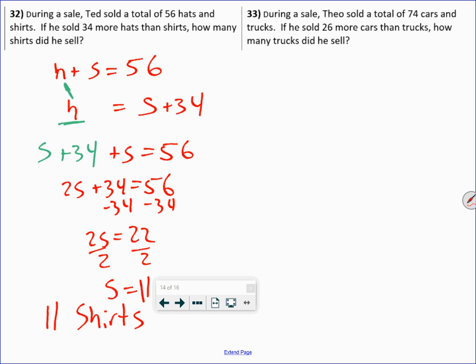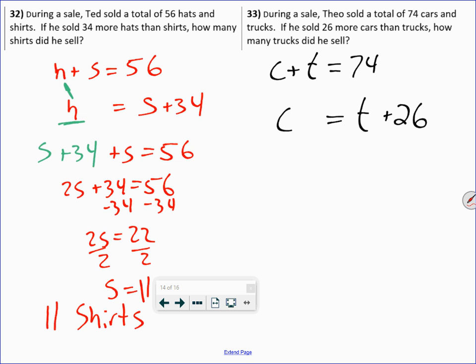All right, number 33. During a sale, Poe sold a total of 74 cars and trucks. So C plus T equals 74. I'm going to fix my T here so you're all clear on what we're doing. It's cursive so it doesn't look like a plus. If he sold 26 more cars, we know these are going to be equal somehow, but how do we make them equal so that everything balances? Well, if he sold 26 more cars, then we have to add the 26 to the trucks so it balances.